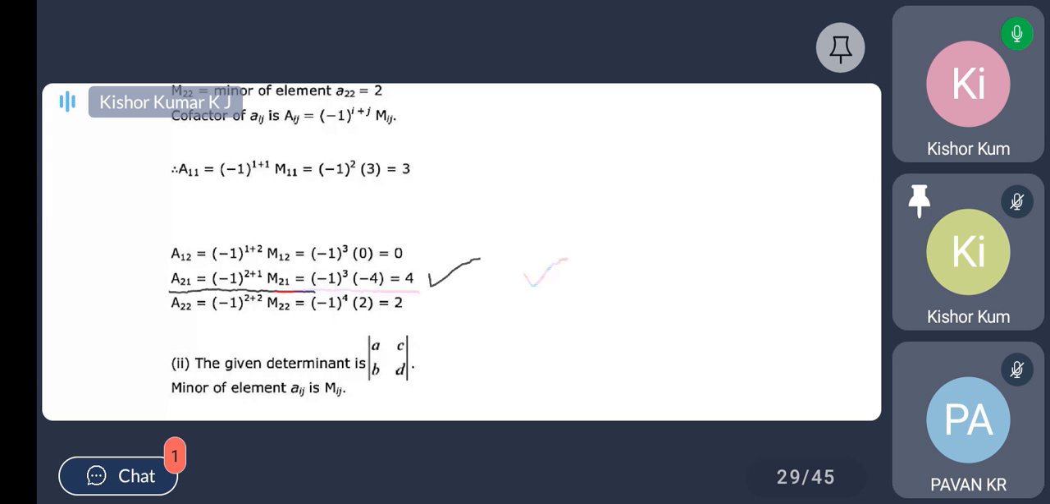Next, A22, that is the cofactor of the element present in the second row and the second column. That will be given by the formula minus 1 to the power 2 plus 2 into M22. Finally, it gives us 2. So that is how we have got all the cofactors and minors of the given determinant.